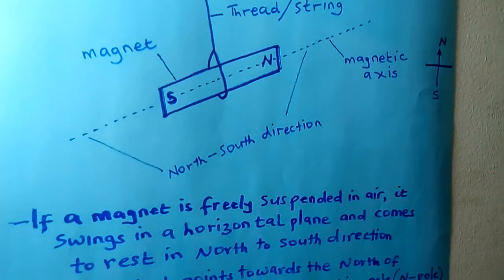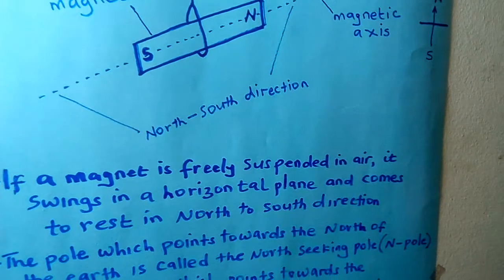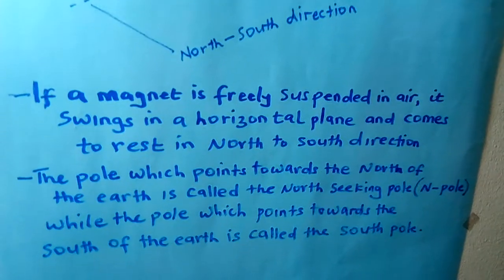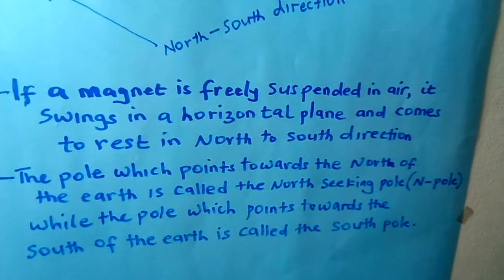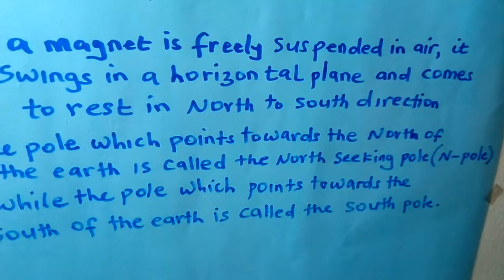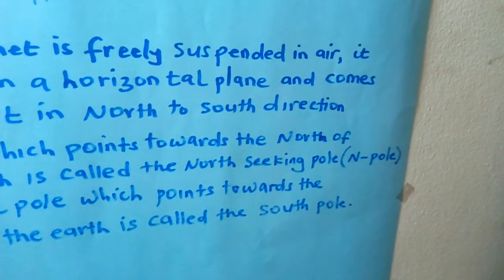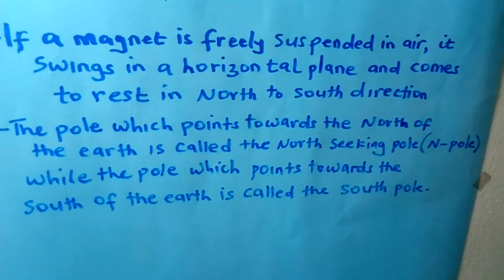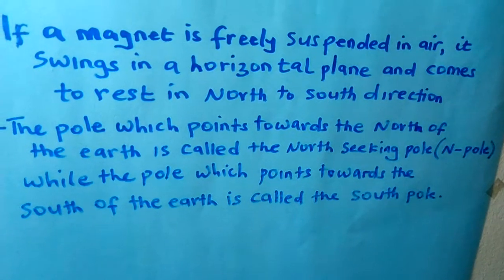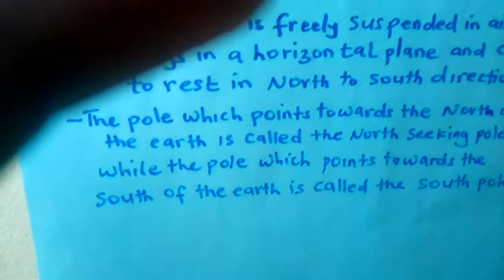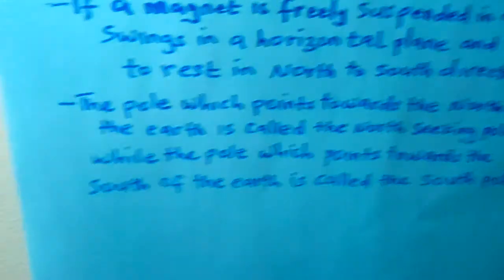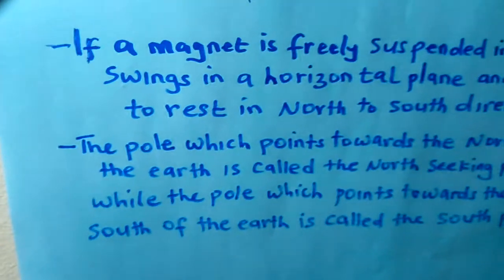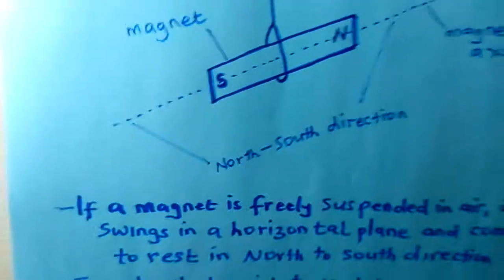Then we come to the explanation. If a magnet is freely suspended in air, it swings in a horizontal plane and comes to rest in north to south direction. Now, the pole which will be pointing towards the north of the earth is called the North Pole or the north-seeking pole, while the pole which points towards the south of the earth is called the South Pole. So, if somebody asks you a question, explain briefly what happens when a magnet is freely suspended in air. This is what you do.